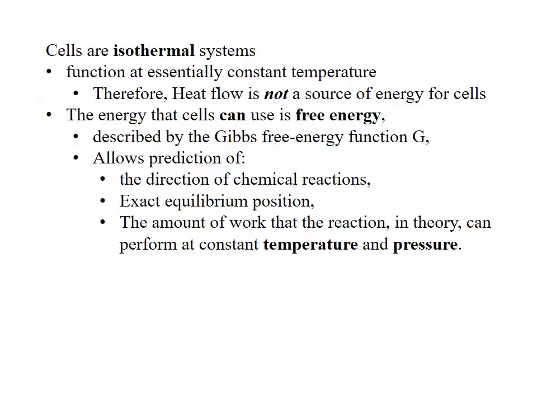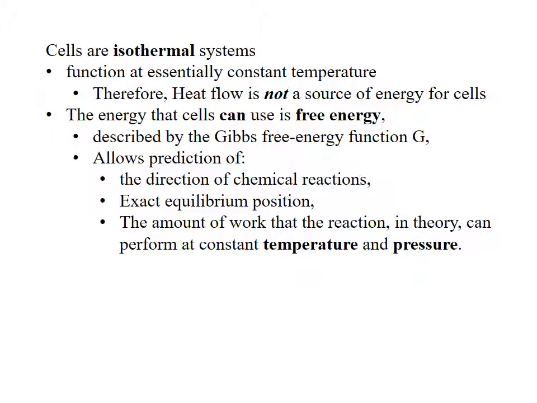So as we spoke about this in the previous course, cells are isothermal systems. That basically means that they operate at a constant temperature. Therefore, heat as such is not a source of energy for cells. What does that mean?